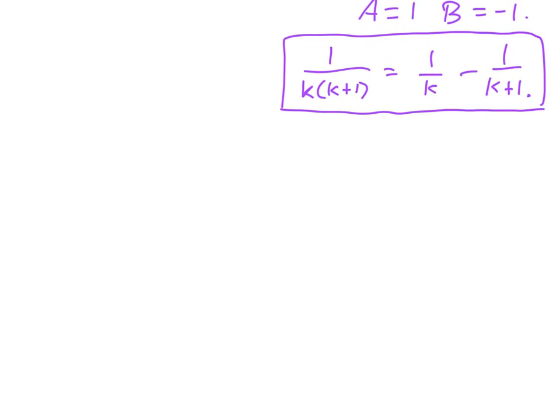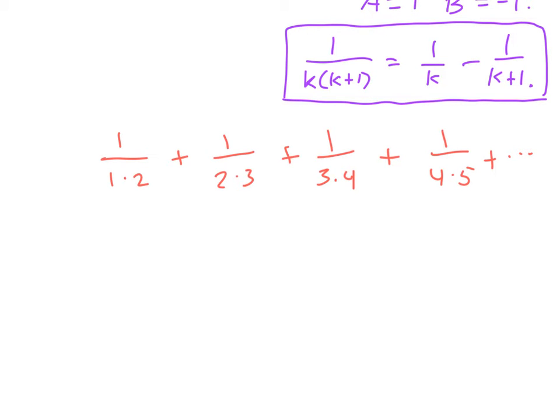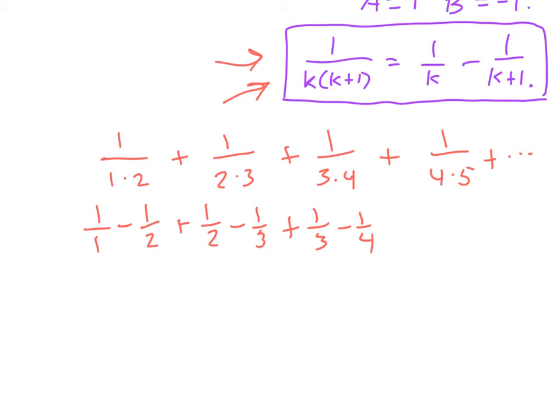Anyway, so what's the point of all that? Well, if I am trying to add up terms like 1 over 1 times 2, plus 1 over 2 times 3, plus 1 over 3 times 4, plus 1 over 4 times 5, and so on, well, according to this formula here, that's the same as adding up 1 over 1 minus 1 half, because this is saying that 1 over 1 times 2 is equal to 1 over 1 minus 1 over 2. And then this next term is just the same as 1 half minus 1 third, and then the next term is 1 third minus 1 fourth, and then the next one is 1 fourth minus 1 fifth, and so on.